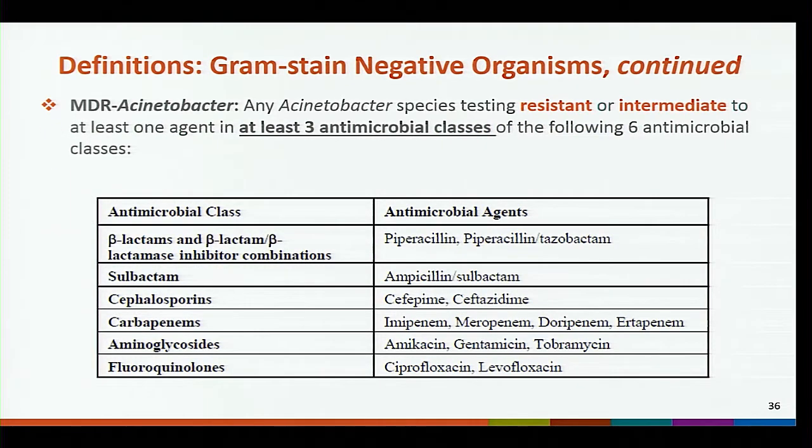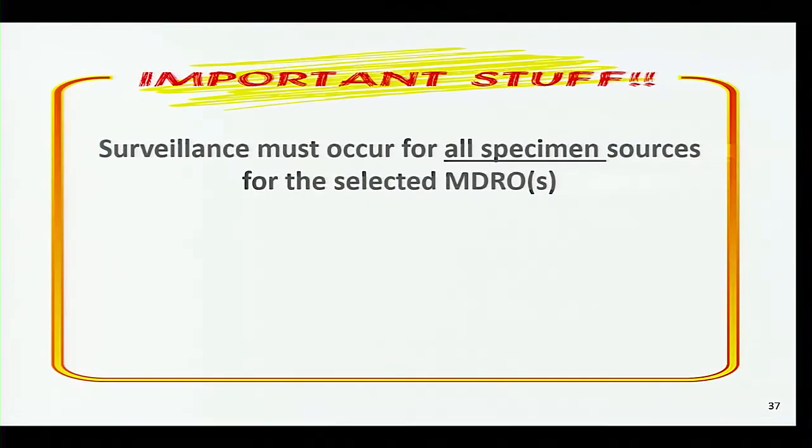And then you have your Acinetobacter, which is any Acinetobacter species testing resistant or intermediate to at least 1 agent in at least 3 antimicrobial classes. So of the following 6 antimicrobial classes, you would need at least 3 of these here. When performing surveillance for multi-drug resistant organisms, you must include all specimen sources for surveillance.